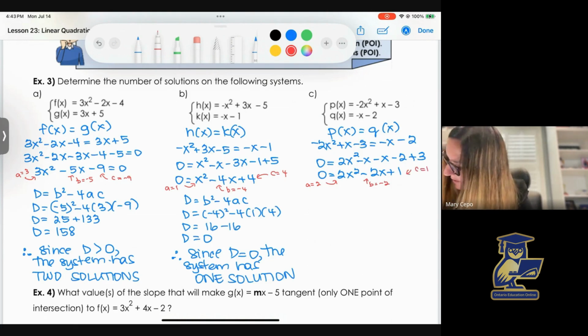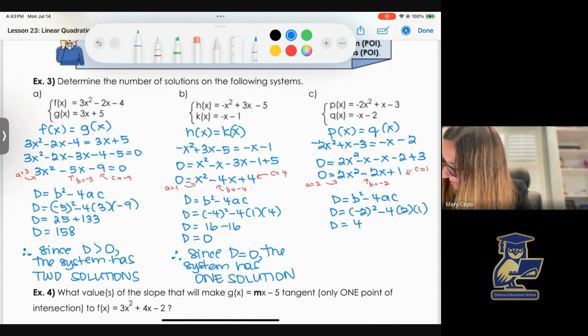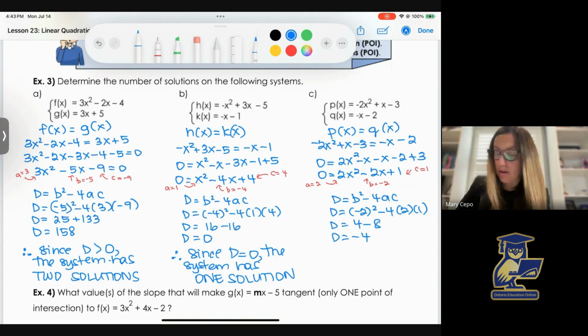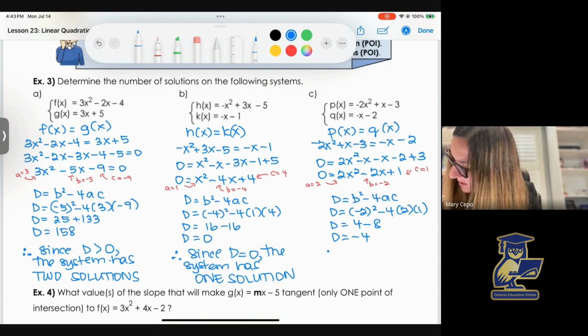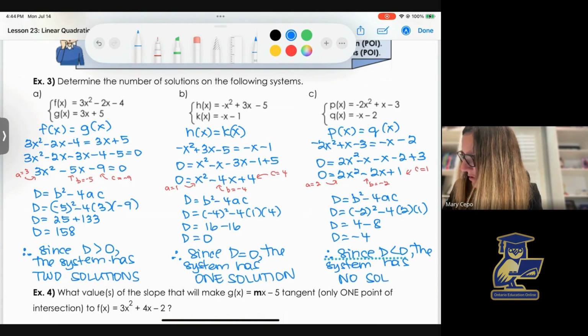to 1. So we have D is equal to b squared minus 4ac. D is equal to b, which is negative 2 all squared, minus 4 times 2 times 1. So we have D is equal to 4, minus 4 times 2, which is negative 8, times 1, which is minus 8. So D is equal to negative 4. Now, since the discriminant is less than 0, we can say, therefore, since D is less than 0, the system has no solutions.